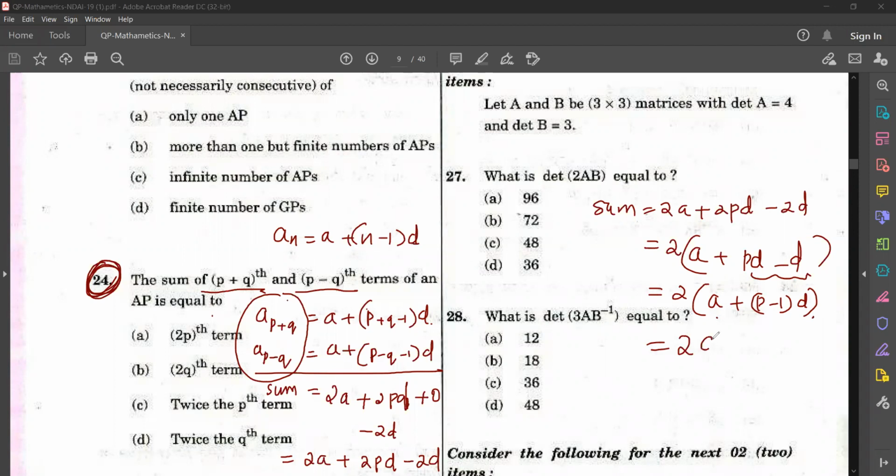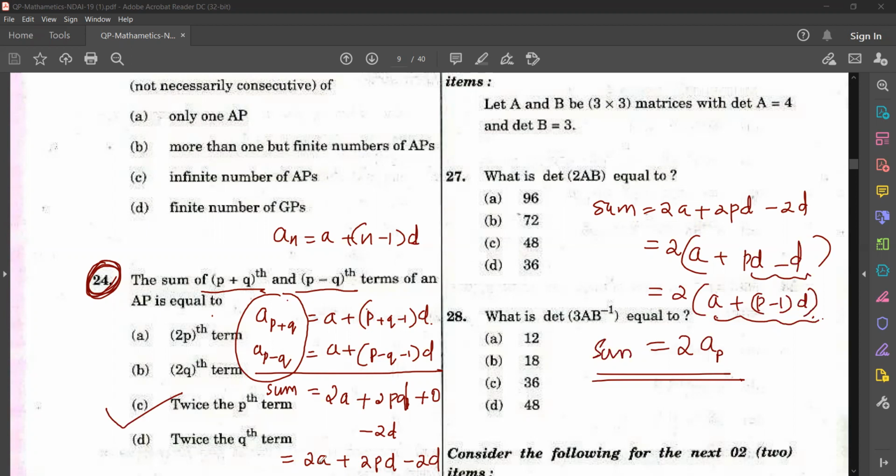So that will be ap. Pth term, isn't it? Pth term. So the answer is sum is equal to 2ap. 2ap means twice the pth term. Twice the pth term. Option C.